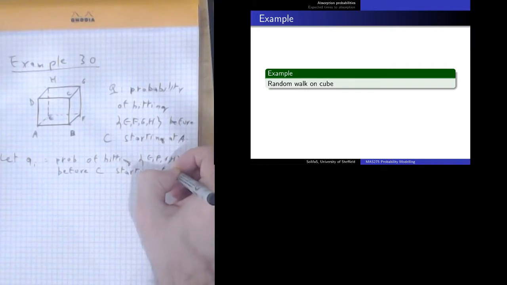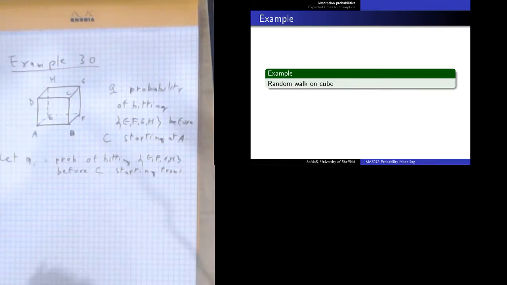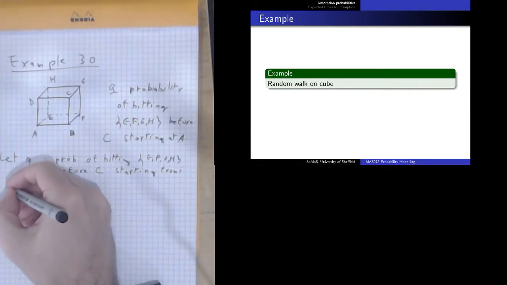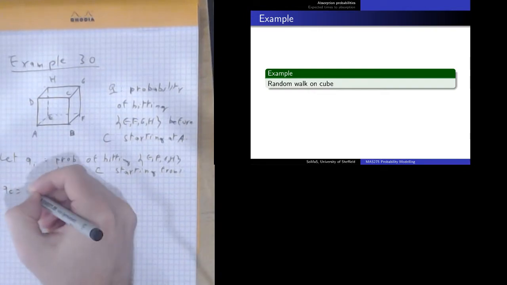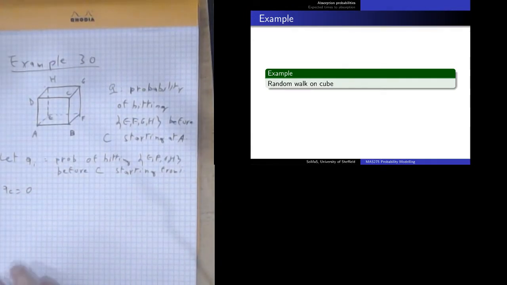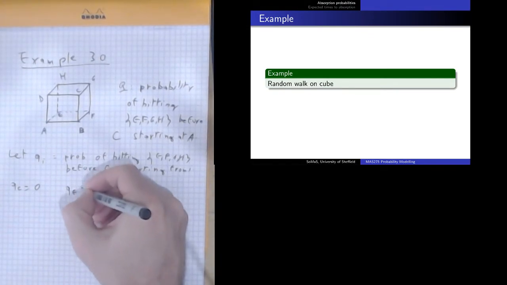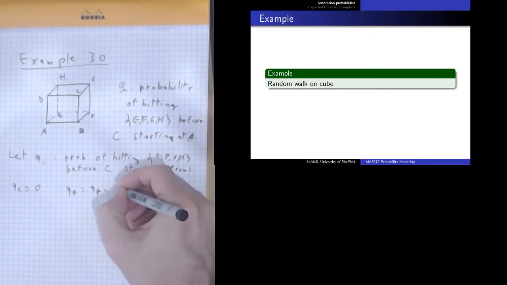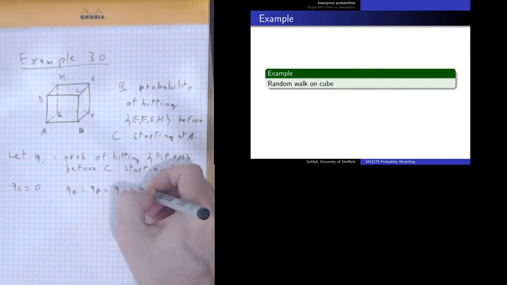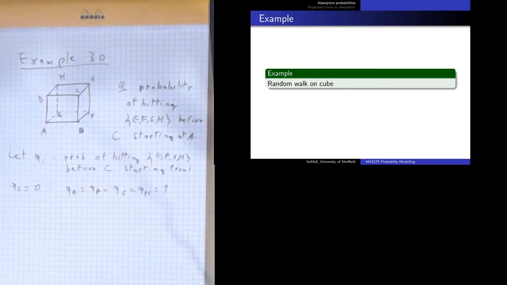So even though we're only interested in Q_A, we need to define all of them. And so we have, like before, boundary conditions. Q_C is 0, because we're already in the wrong place. Meanwhile, Q_E equals Q_F equals Q_G equals Q_H equals 1, because we're already where we want. And then the other states will give us equations.